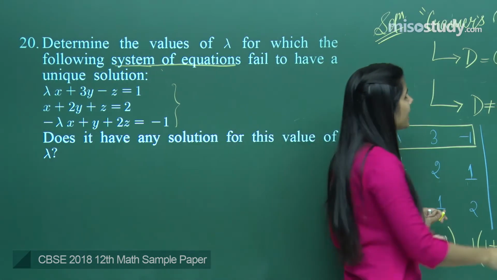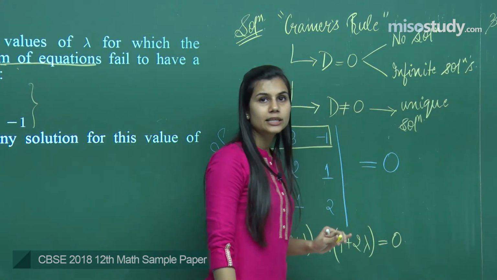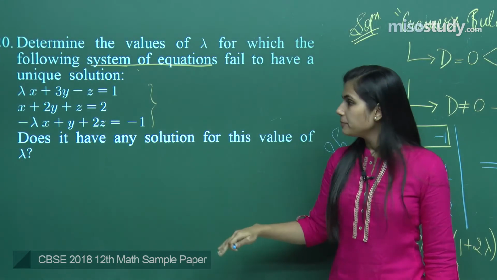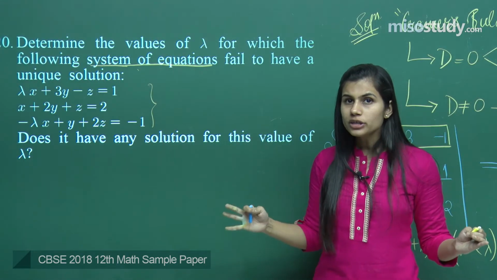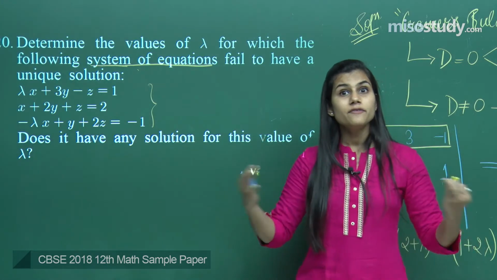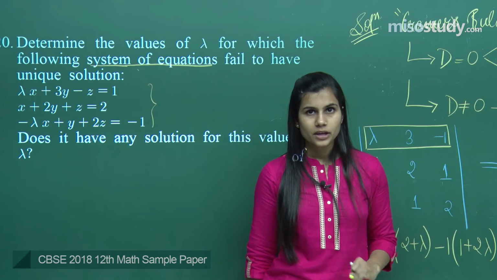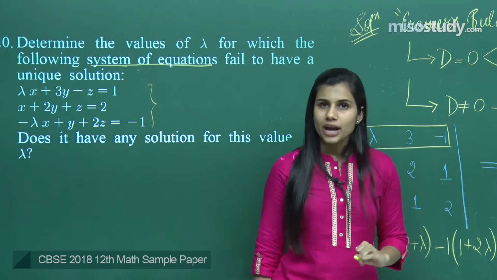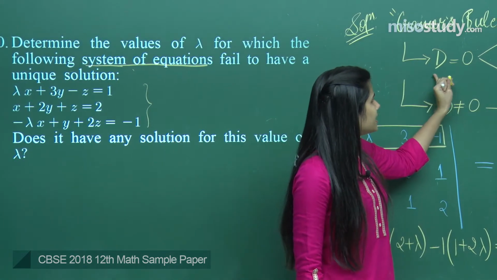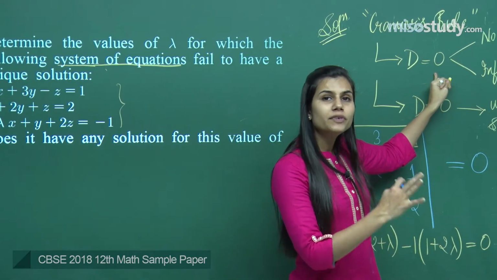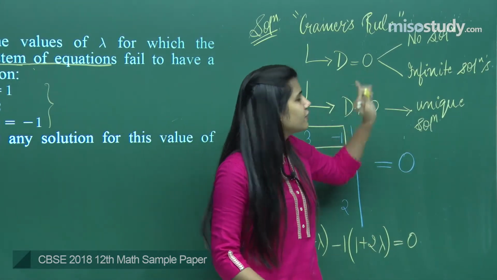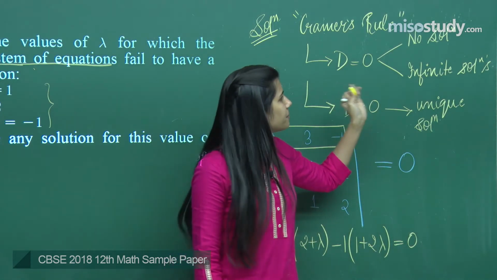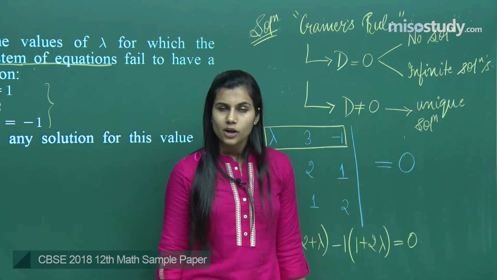Now, a non-unique solution can be either no solution or infinitely many solutions. The next part of the question asks whether it has no solution corresponding to this lambda, or infinitely many solutions corresponding to this lambda. For that, we will have to jump into the concept of D1, D2, D3 followed by Cramer's rule. Cramer's rule says if your D is 0, but at least one of D1, D2, D3 is non-zero, you have no solution. And if all of D1, D2, D3 along with D are 0, that means you have infinitely many solutions.